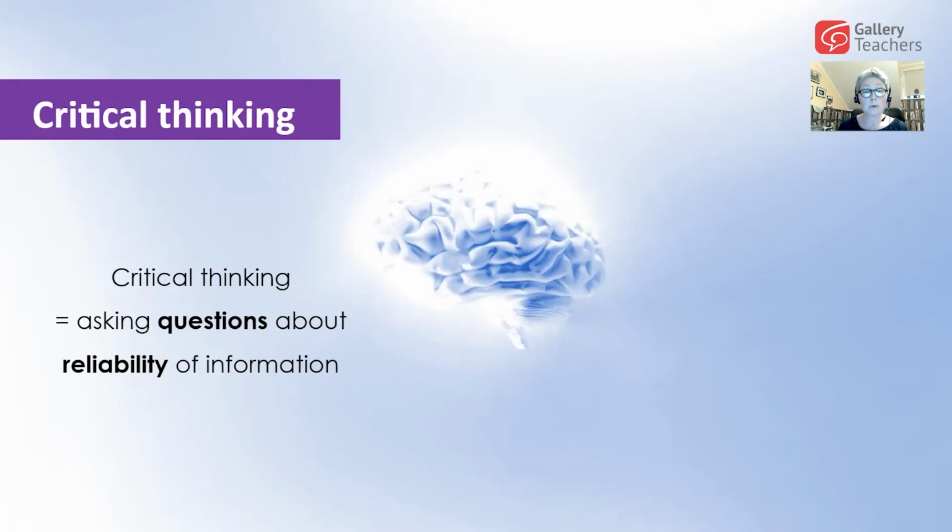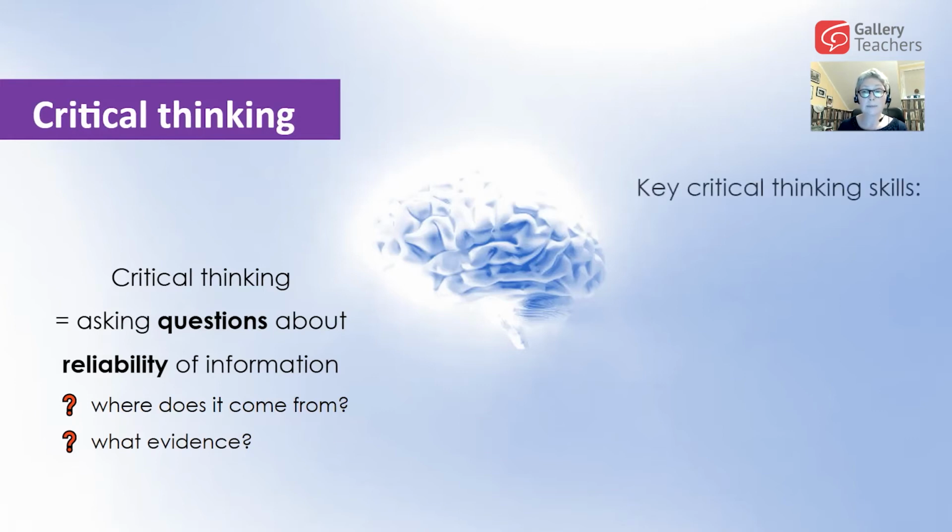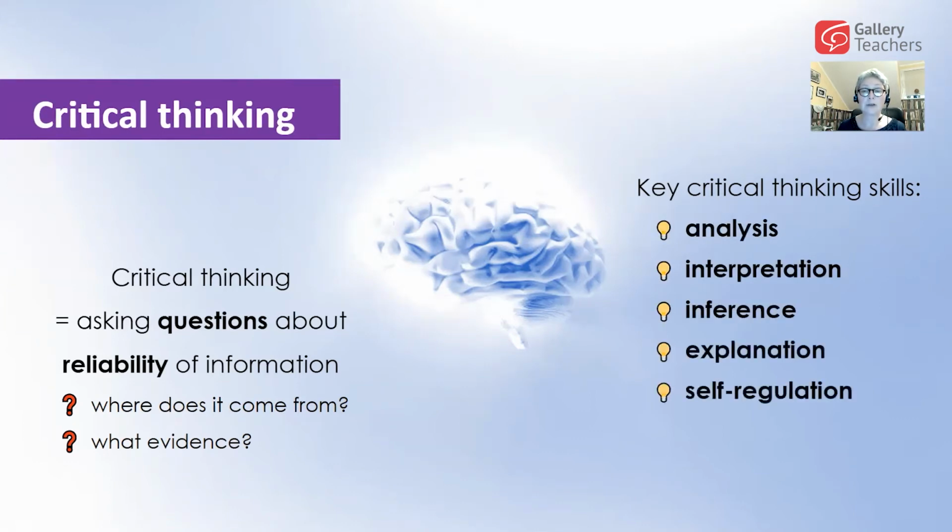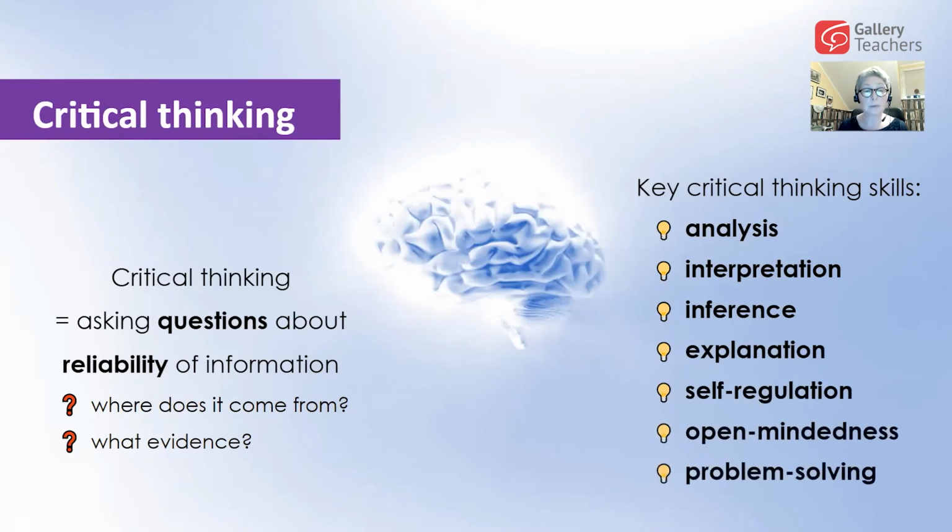For example, you might want to know where the information comes from, or you could ask what evidence there is for the information provided. And it is widely accepted that the key critical thinking skills are analysis, interpretation, inference, explanation, self-regulation, open-mindedness, and problem solving. And of course, critical thinking skills are directly connected with Bloom's taxonomy.